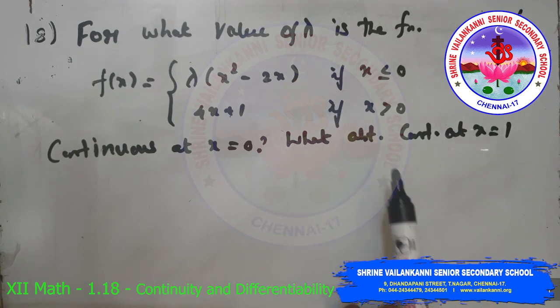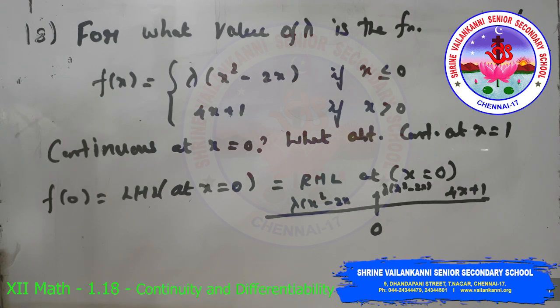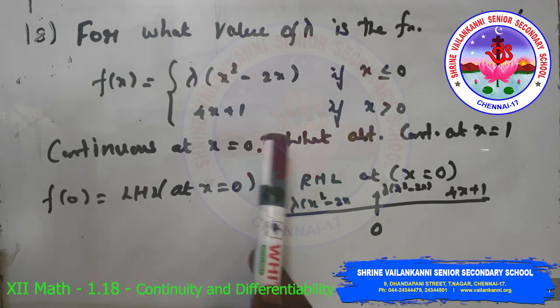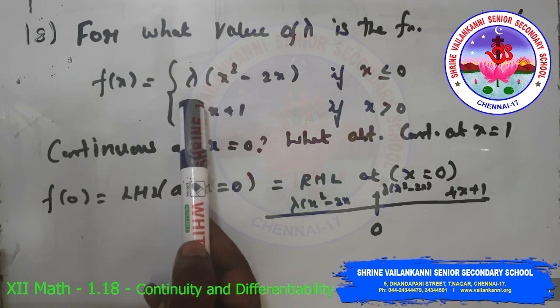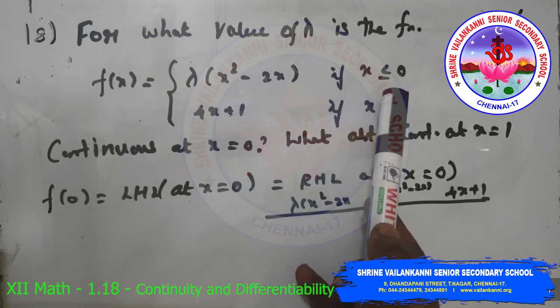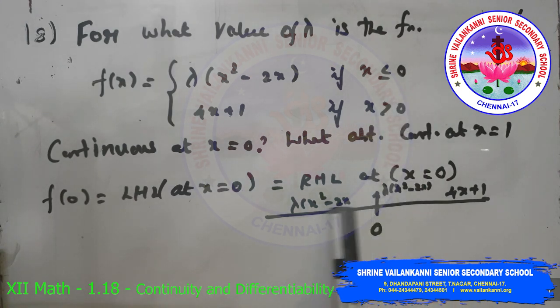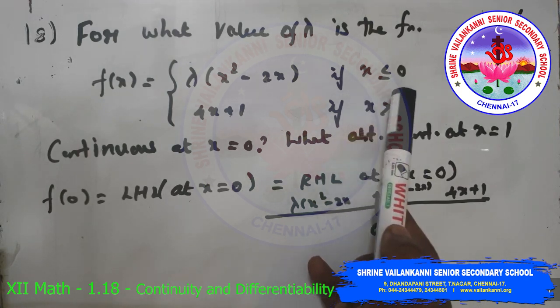If it is continuous at x equal to 0, then these three values should be equal. So f of 0, the limit exists, which is equal to LHL, which is equal to RHL. These three values should be equal if it is continuous at x equal to 0. So f of x is defined to be lambda of x square minus 2x when x is less than 0, that is to the left of 0. At x equal to 0, here x is less than or equal to 0.